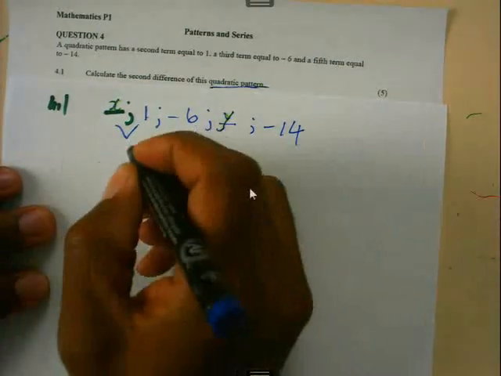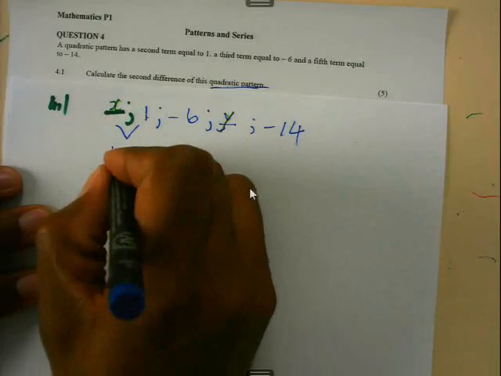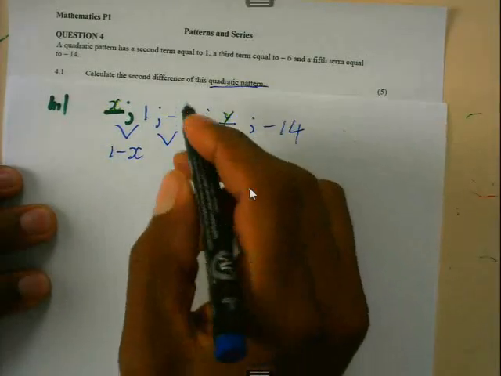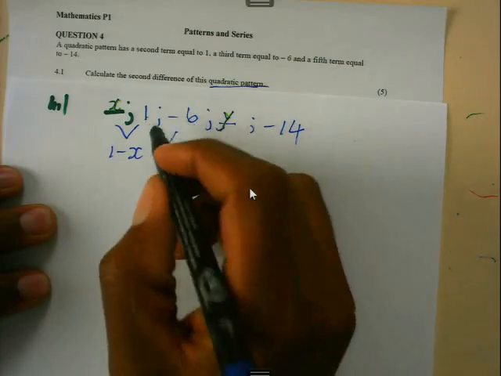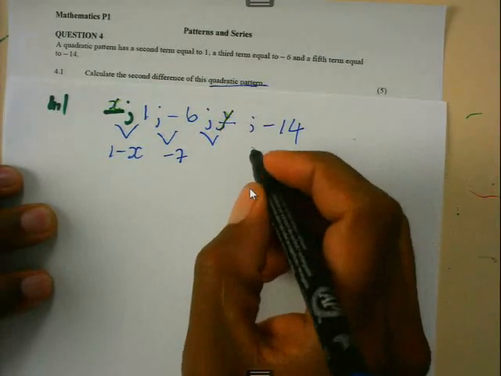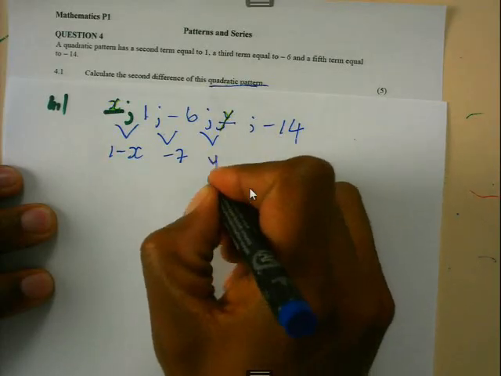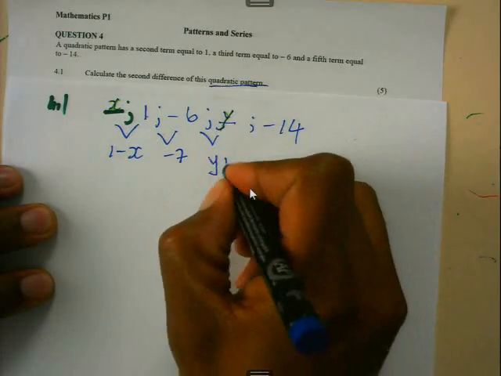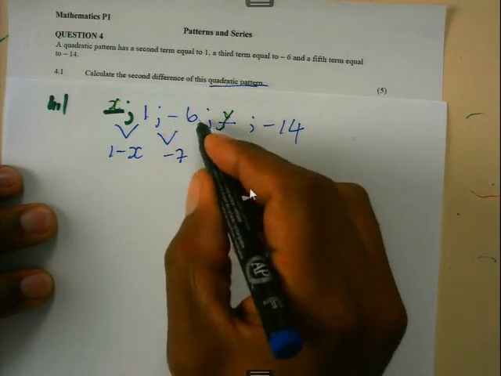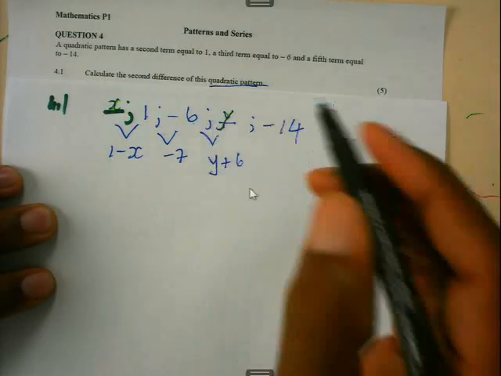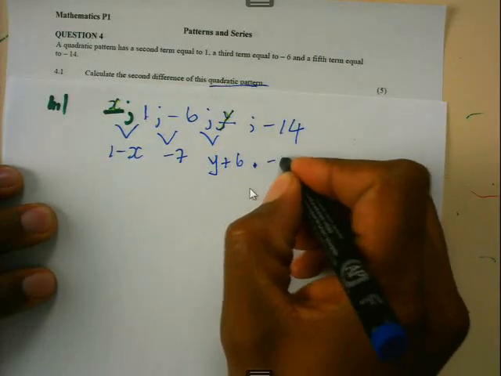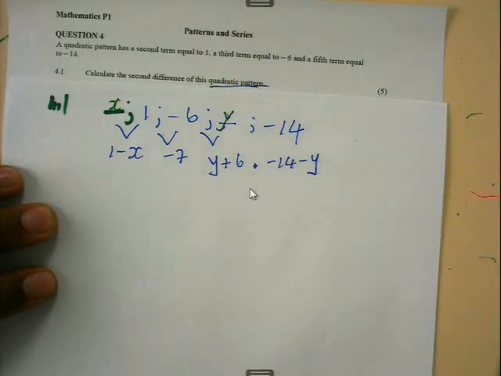Right, now, let us have the first difference, that is a 1 minus x. I'm happy about this one. And the next one, of course, will be minus 6 minus 1. That is a minus 7. And the other one here will be what? Of course, that is y minus minus 6, that will be y plus 6. Is that correct? Yes, because negative times negative is a positive. And the other one now will be minus 14 minus y.